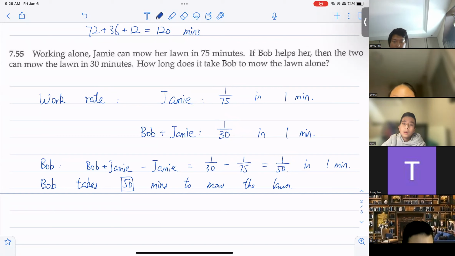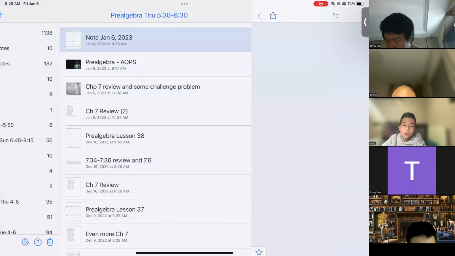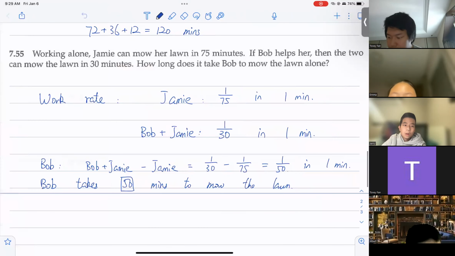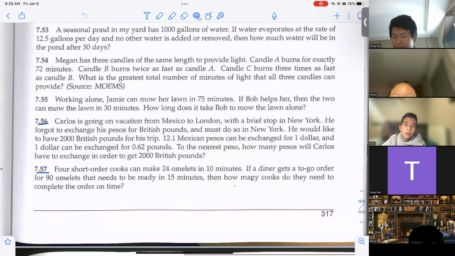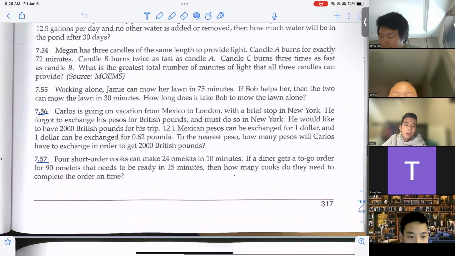Yeah. So Albert, does that make sense? Do you have any question for this? No. Good. Work rate problems are very popular. Okay, we will see some other examples later. It will always be this kind of thing.